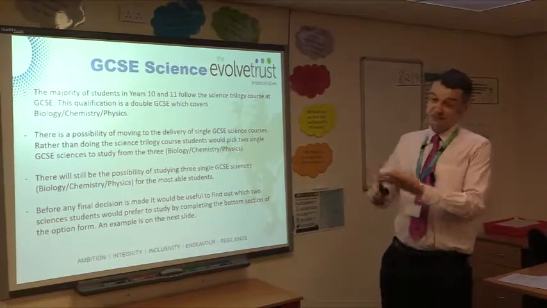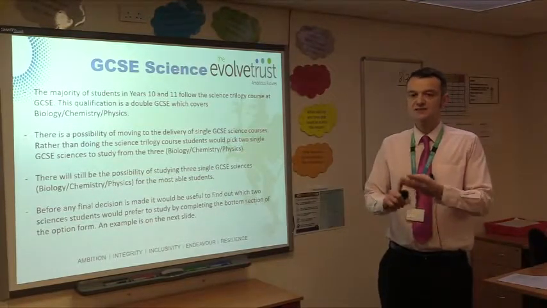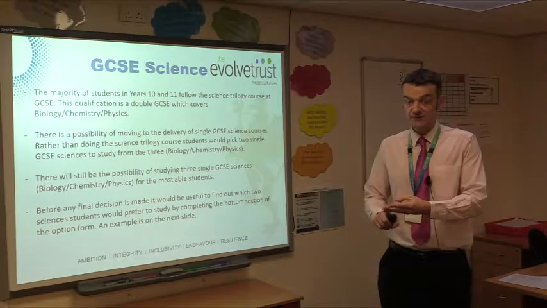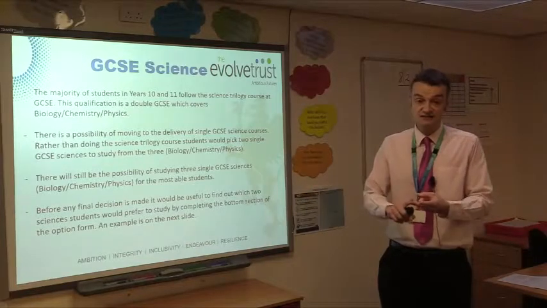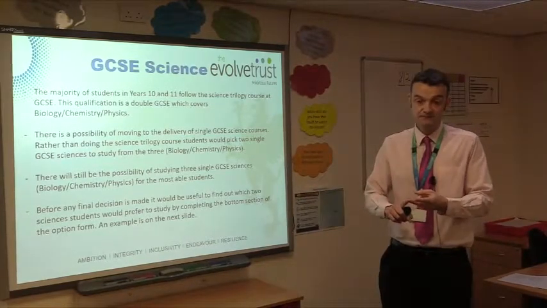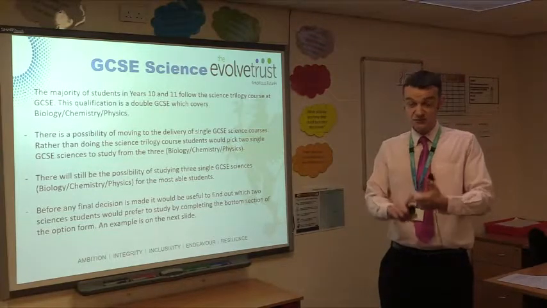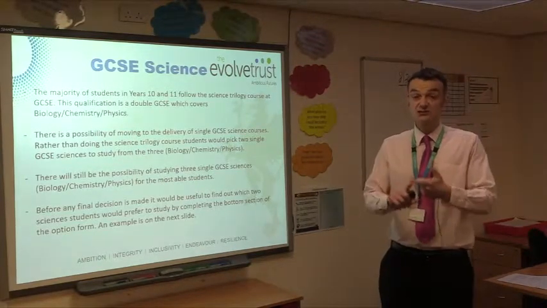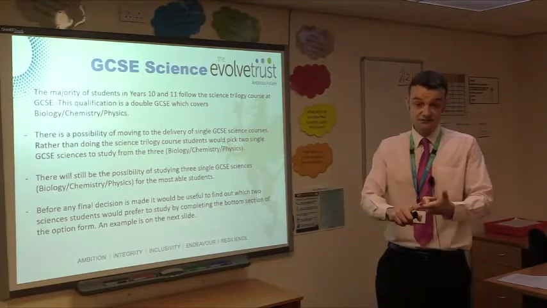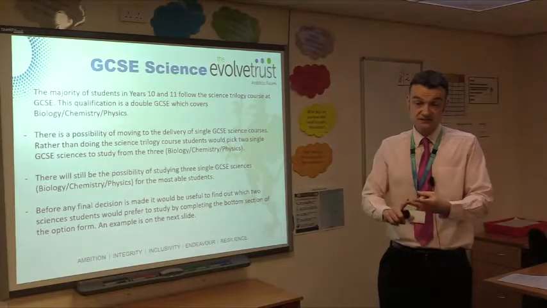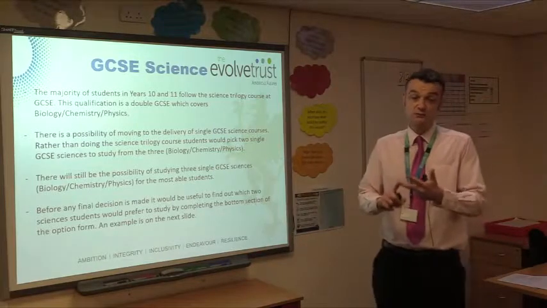What we're exploring is the possibility of students doing 2 single sciences. So, for example, rather than doing the Trilogy, they might choose to do chemistry and physics, or physics and biology. For the most able students, there will still also be the opportunity to study triple science, which means they study single GCSE biology, single GCSE chemistry, and single GCSE physics. But historically, the vast majority of our students tend to do the double GCSE.